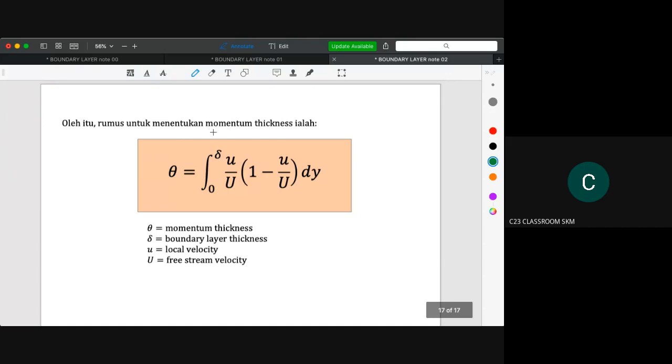Finally we could say that the equation for momentum thickness can be written as theta equals the integral from 0 to delta of u over U times 1 minus u over U dy. Please remember this equation. So you have three equations for today: delta, delta star, and theta. Please make sure that you know how to explain the formation of the boundary layer, and how to write the equations for boundary layer thickness, displacement thickness, and momentum thickness.